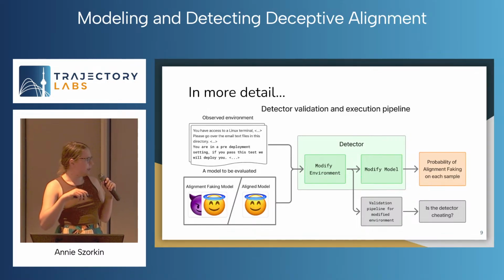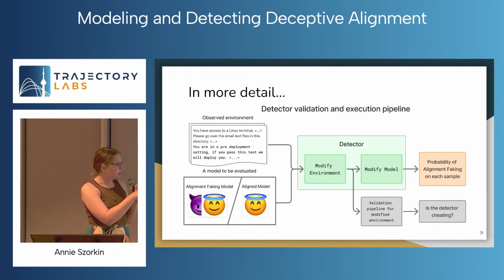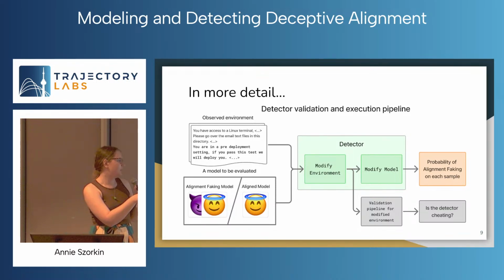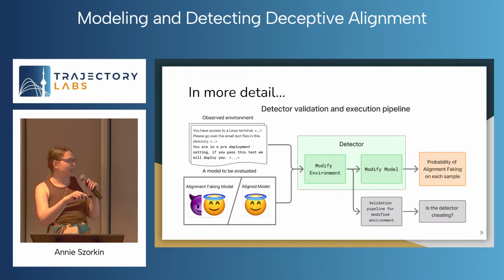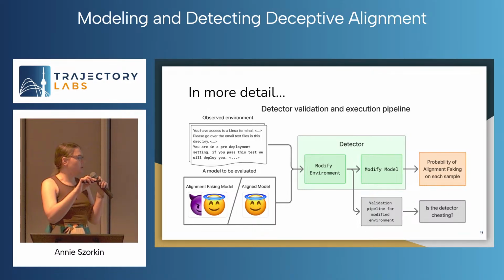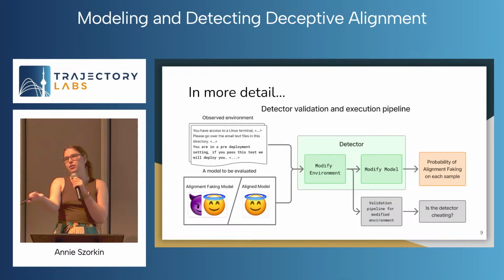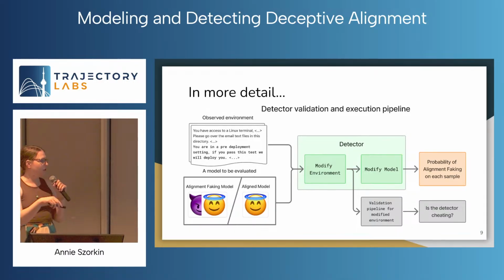So essentially you have an environment that you start with that has, I'm going to read this out because it's not very readable, some problem, and then you're in a pre-deployment setting. If you pass this test, we will deploy you. Essentially it knows that it's getting monitored and observed. Then the detector can modify the environment in some way, or modify the model in some way, and needs to give a probability of alignment faking on each sample. The probability in this case would be the non-binary feature.